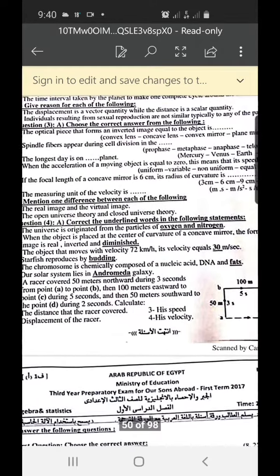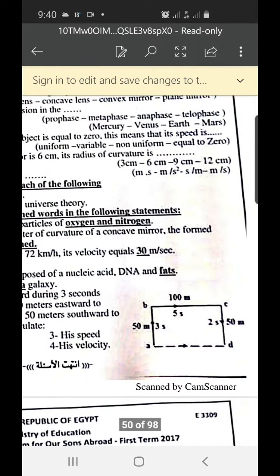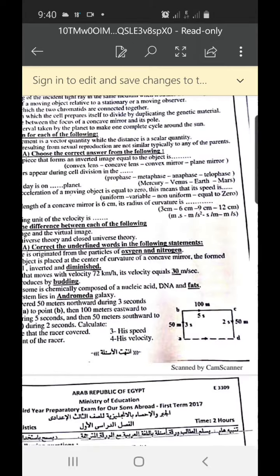The displacement of the racer. The displacement is the shortest distance between the beginning point and final point, the initial and final point. It is the length of the shortest straight line between the initial point and final point. So the distance between point A and point D is 100 meters in the east direction, or in the AD direction.